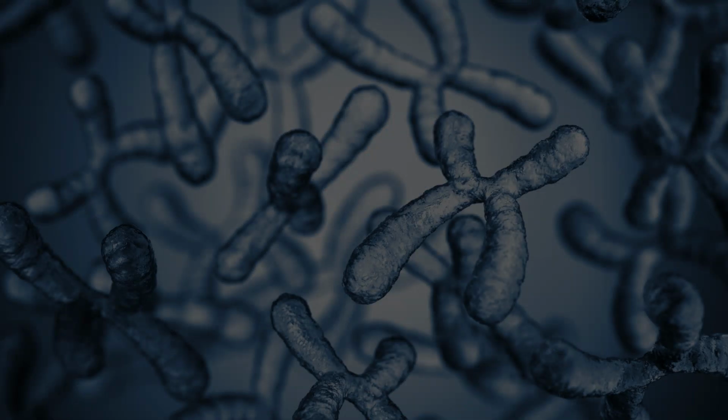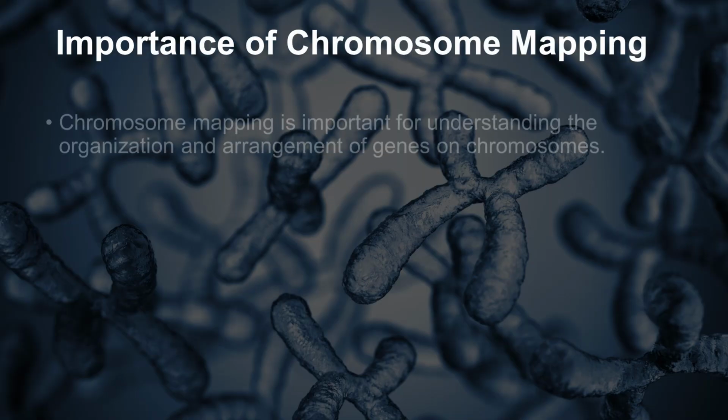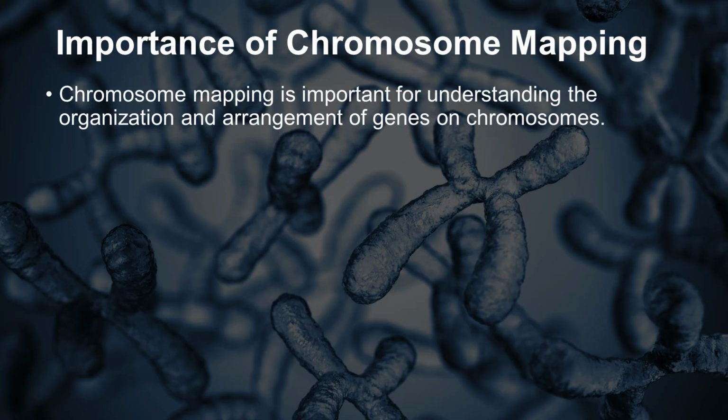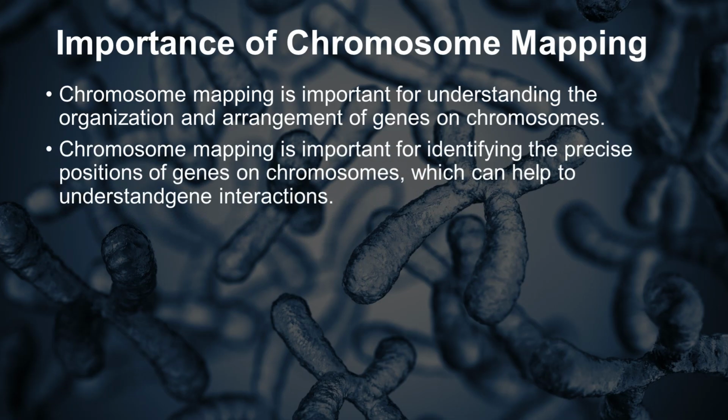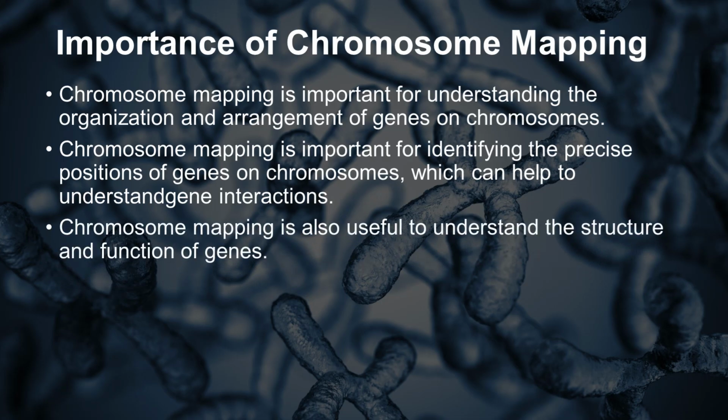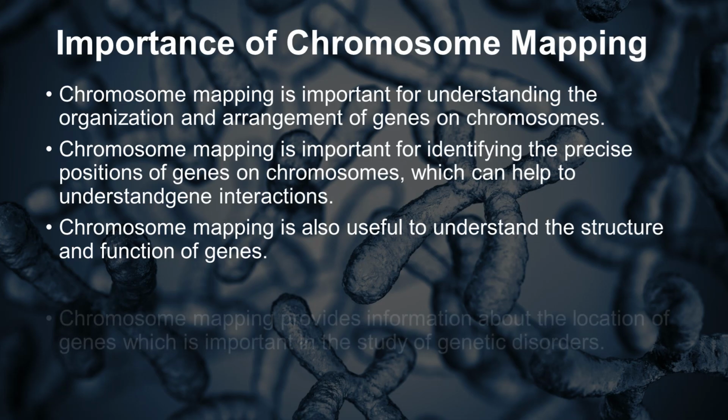Importance of chromosome mapping. Chromosome mapping is important for understanding the organization and arrangement of genes on chromosomes. Chromosome mapping is important for identifying the precise positions of genes on chromosomes, which can help to understand gene interactions. Chromosome mapping is also useful to understand the structure and function of genes.